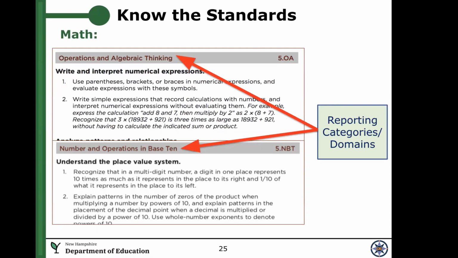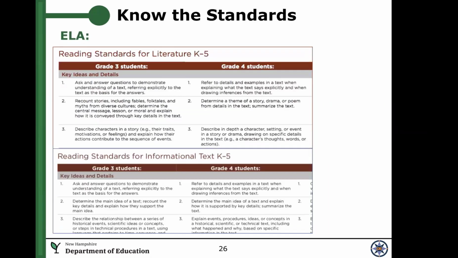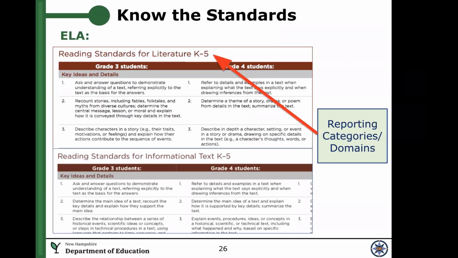I put reporting categories there because when we talk about New Hampshire SAS summative assessments, some of the domains are together. So I wanted to put that terminology on here, but you have your regular domains here for math. You've got the same reporting categories or domains for ELA. The difference is with math, they change for the grade levels, but for ELA, they tend to be K to 5, and then they're 6 to 12 as well.